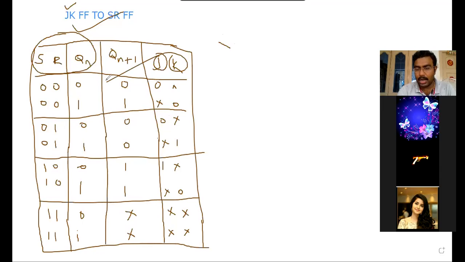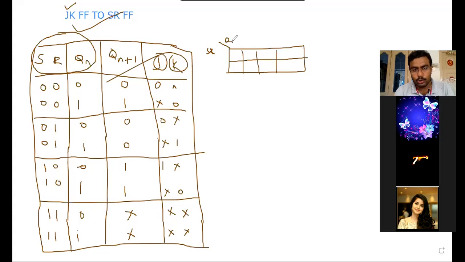To find your outputs J and K, let us find what is the value of J now. So guys, tell me how many cells you will have in a 3 variable K-map? 8, sir. Yeah. So let us take the input variables S, R, and Q, or else I will take Q simply. Okay. S, R, Q I'm showing, guys.